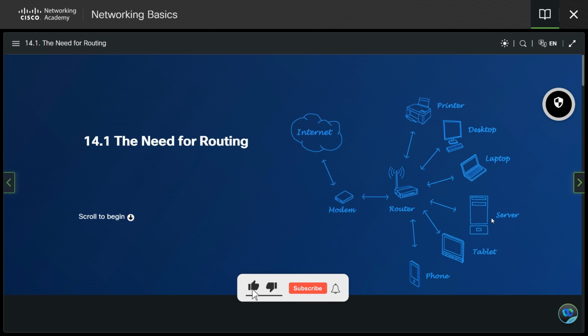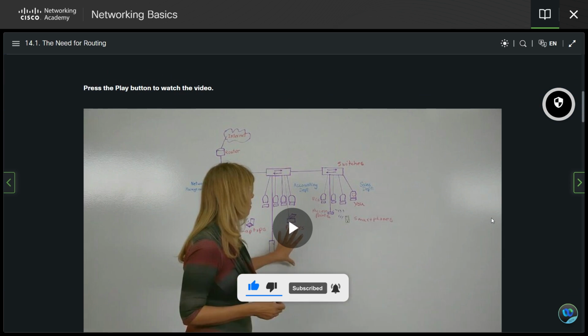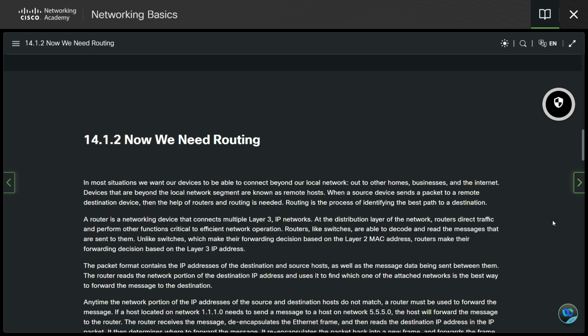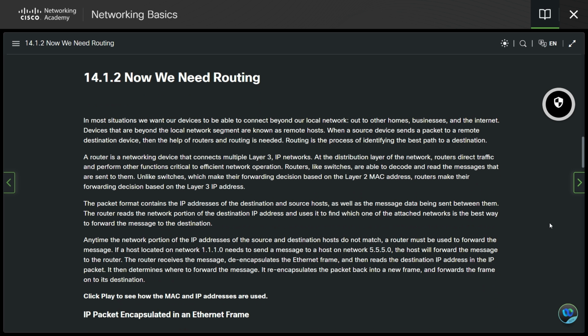Hi everyone, welcome to this module, the need for routing. The first point is that we need routing.